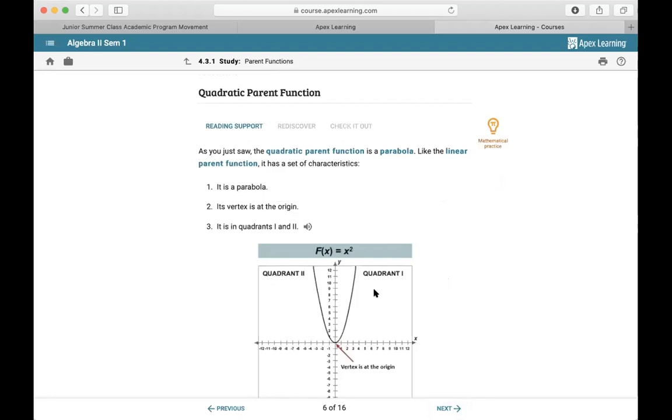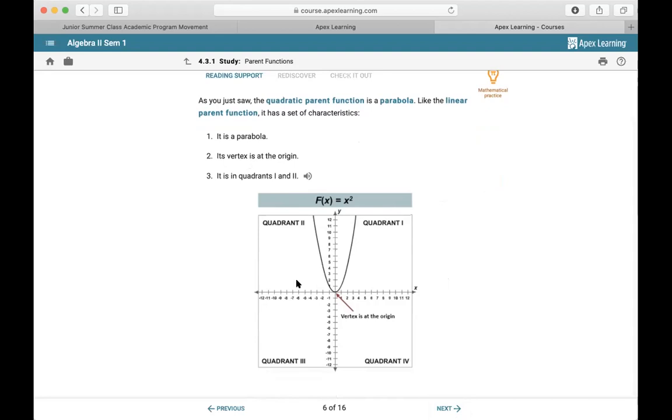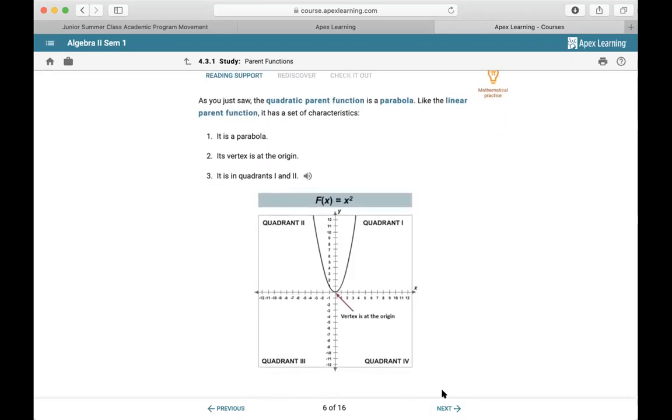A couple of the characteristics of quadratic parent functions: it's got that parabola U shape. Its vertex, that minimum point where it changes direction, is at the origin. And it's in quadrant 1 and quadrant 2, the top 2 quadrants. Those are the 3 characteristics that identify this as a quadratic function, and specifically a quadratic parent function.